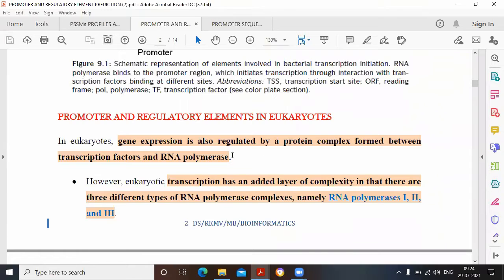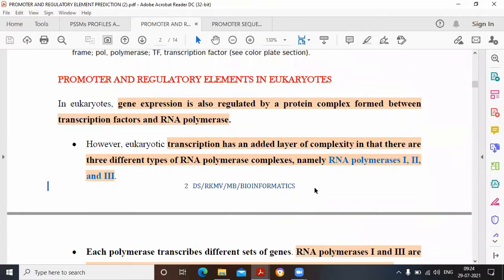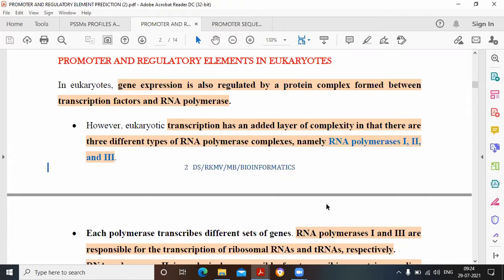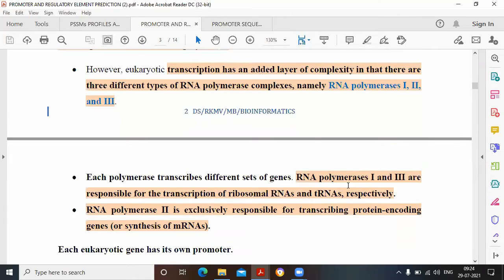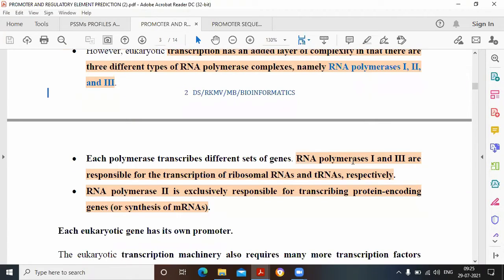So here, apart from the promoters, we can find in the eukaryotic system 3 different types of major polymerase enzyme. Of course, I am talking about RNA polymerase: RNA polymerase 1, RNA polymerase 2, and RNA polymerase 3. Among these 3 polymerases, RNA polymerase 1 is responsible for encoding ribosomal RNA, and polymerase 3 is responsible for tRNA. Whereas polymerase 2 is the vital RNA polymerase, and these enzymes help in making all sorts of mRNA in the eukaryotic system.